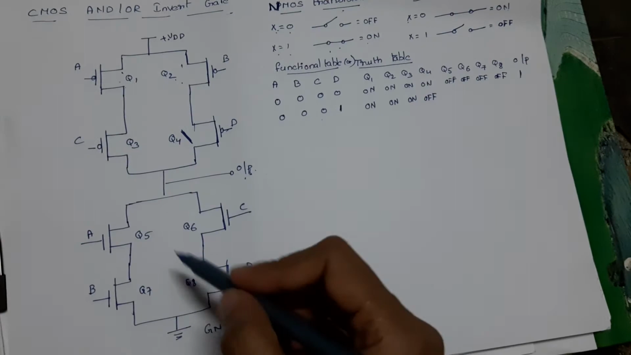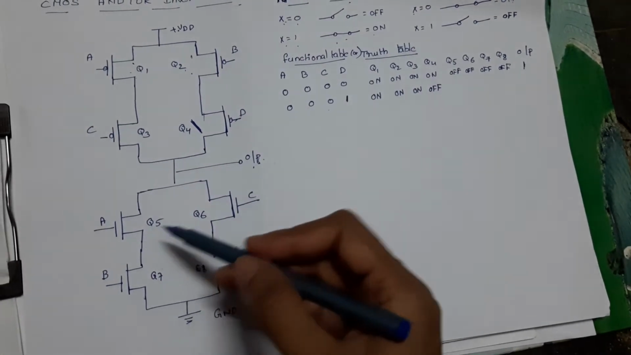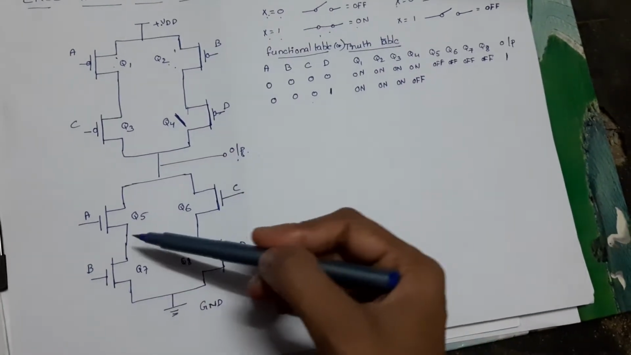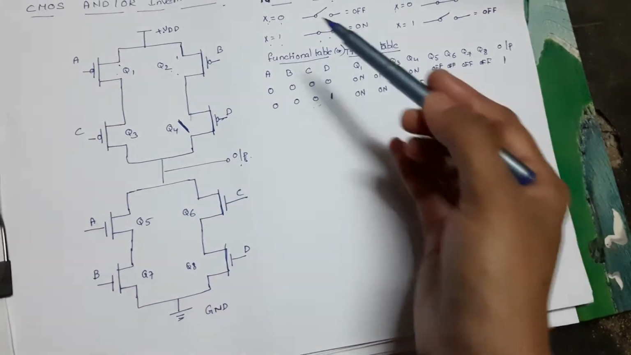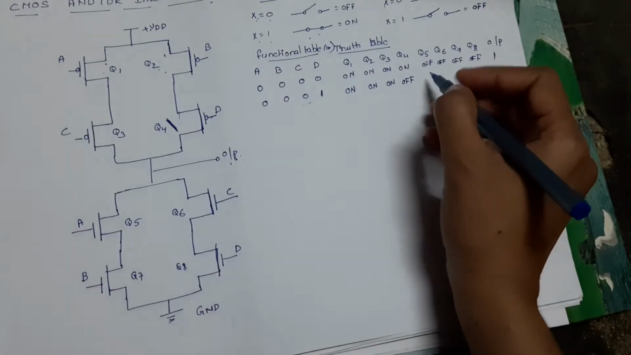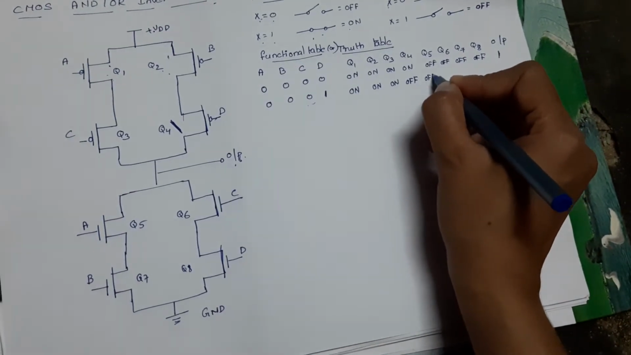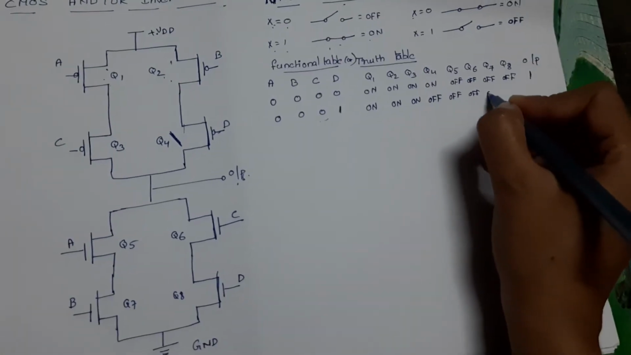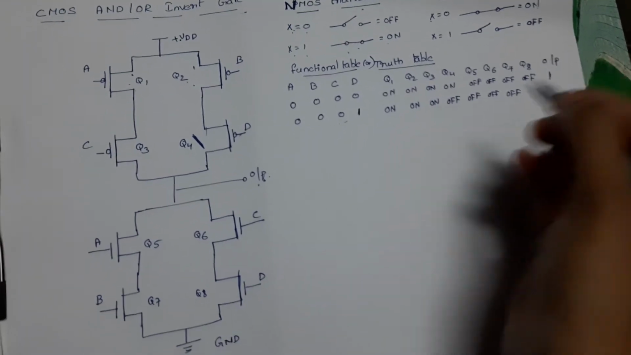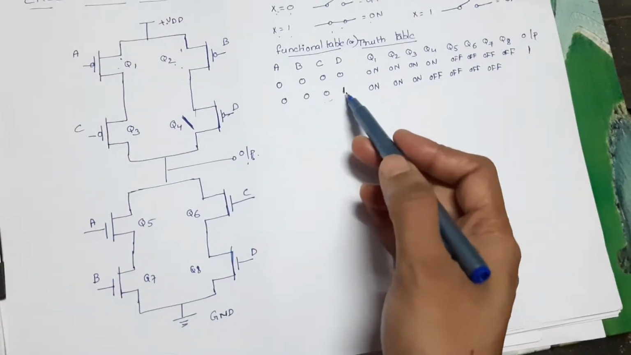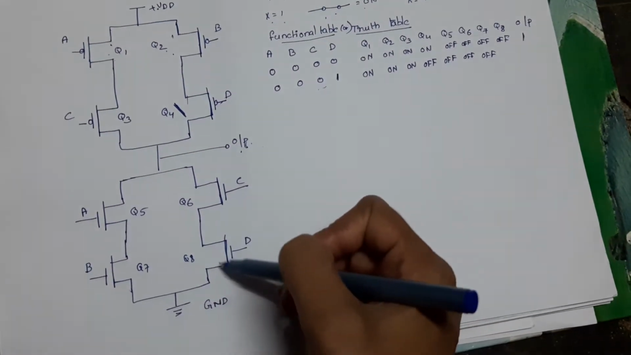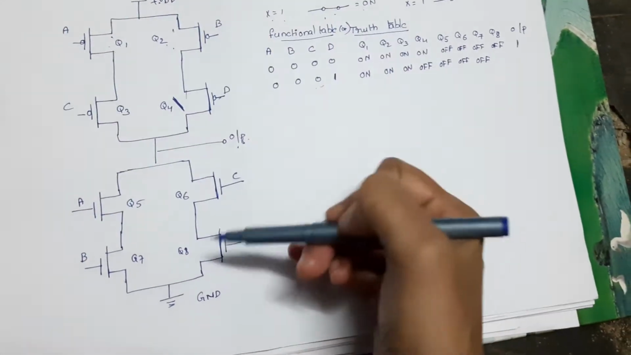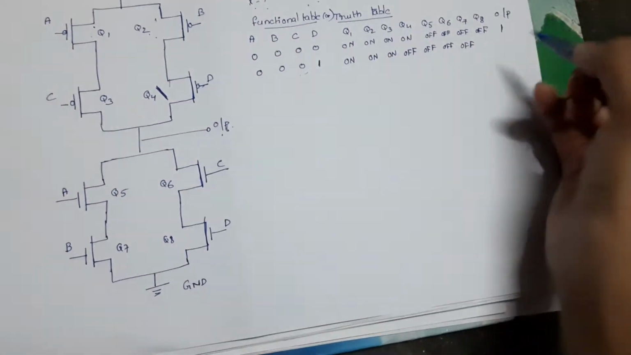Similarly for the NMOS transistors Q5, Q6, that means A, B, C are 0. So we are applying 0. So 0 means off state. So Q5 is off, Q6 is off, Q7 is also off. But for Q8, D is 1 here, no? So for an NMOS transistor, input 1 means the transistor is going to be on. So Q8 transistor is on.